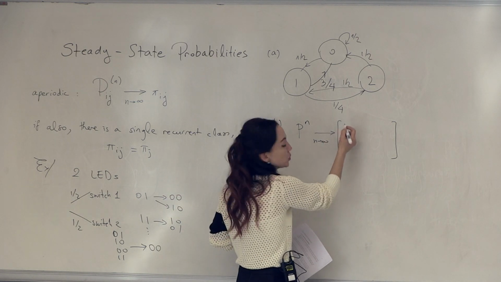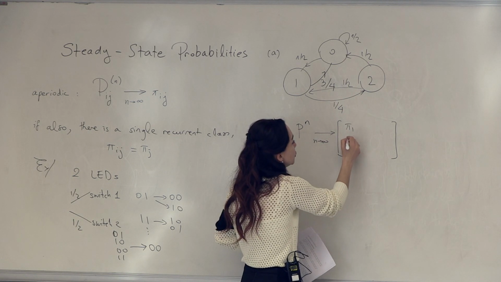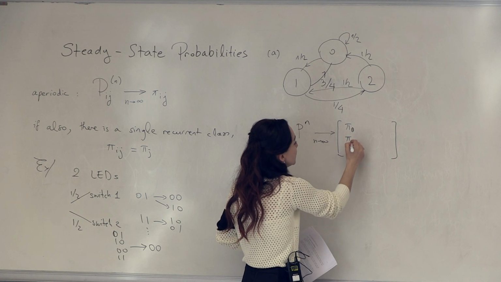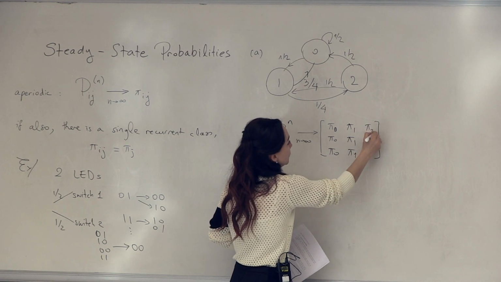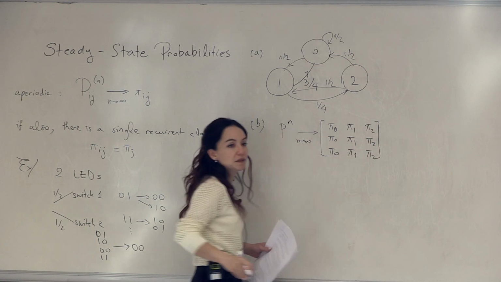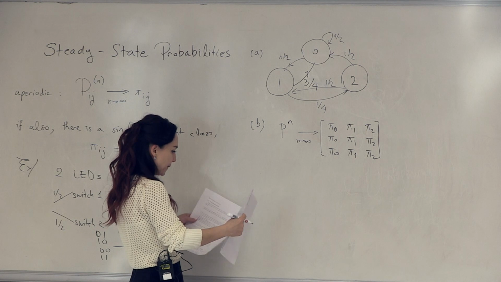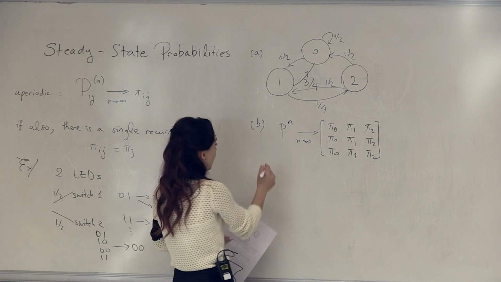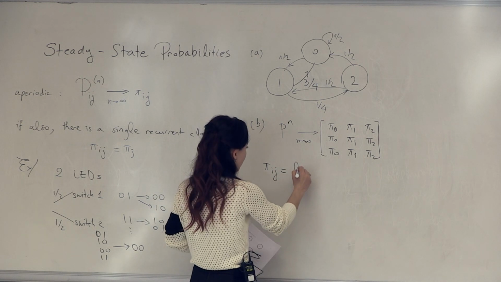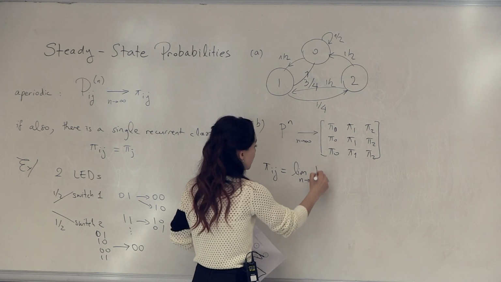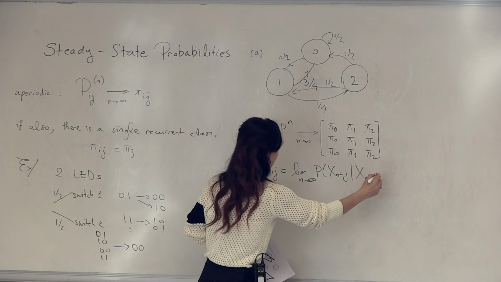But suppose the P to the n matrix converged to this matrix. Suppose it did. Then what would we have? Basically, pi ij, remember, is the limit as n goes to infinity of the probability that Xn is equal to j, given X0 is equal to i.